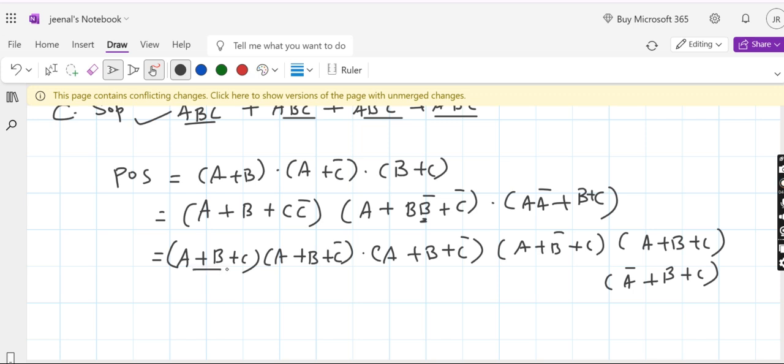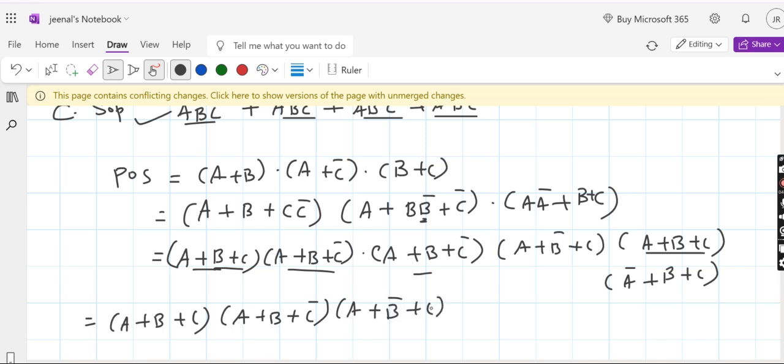Let's see how many similar terms we have. I have one A plus B plus C. I have one more A plus B plus C. So I'll write it once. A plus B plus C because A into A is A. So I'll write it once. Similarly, this also I'll write it once. A plus B plus C bar. Then I have A plus B bar plus C and A bar plus B plus C.